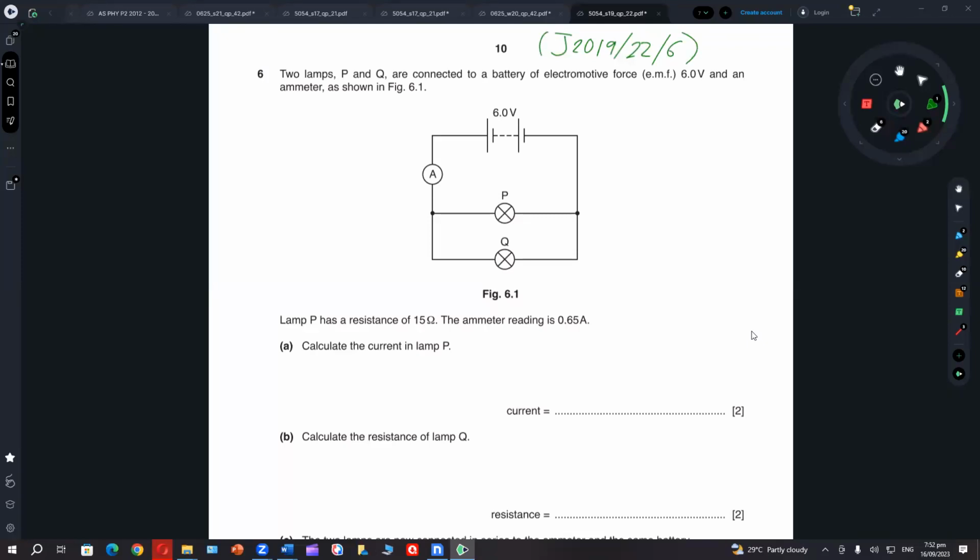Two lamps P and Q are connected to a battery of electromotive force 6 volt and an ammeter as shown. Lamp P has resistance 15. The ammeter reading is 0.65 ampere. Calculate the current in lamp P. Remember, voltage is the same for parallel.